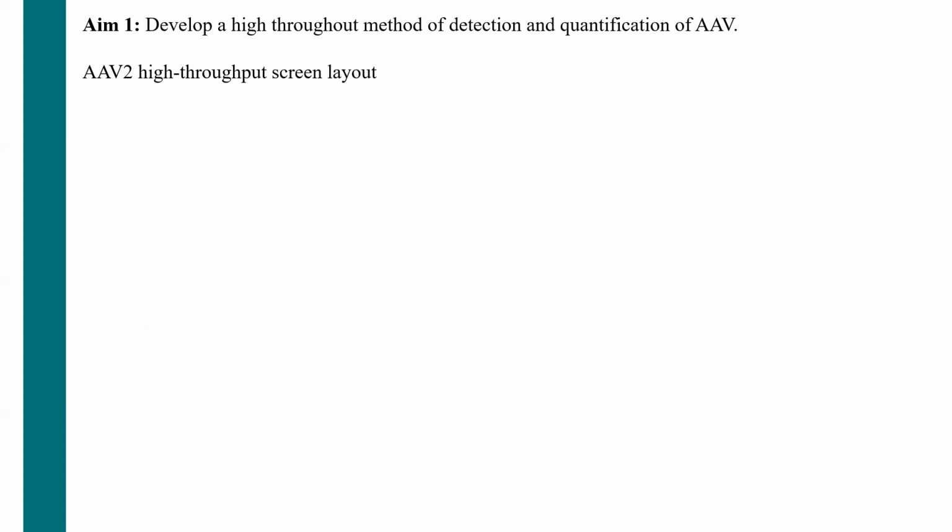Here, this step is basically done. So I have finished optimizing the high throughput screening layout for AAV2. This required quite a bit of work. Currently, to finish aim number one, I had to do 72 experiments total, and there's no time for it today, but I'll be just presenting the general idea.